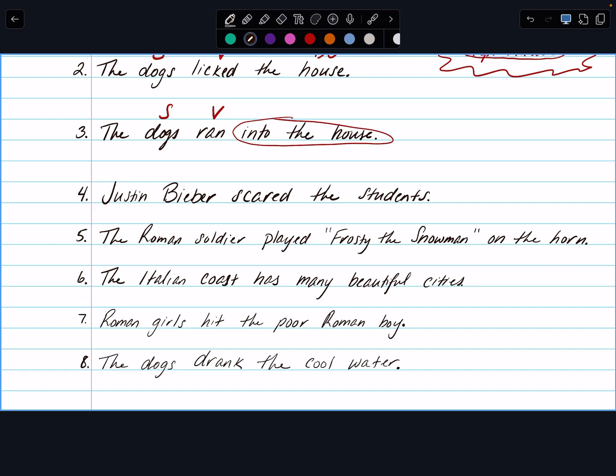Okay, so 1, 2, 3, 4, 5. Those are your 5 homework sentences. Again, just label them like we did in class: subject, verb, direct object. If there are any prepositional phrases, circle those. Then I'll check them tomorrow.